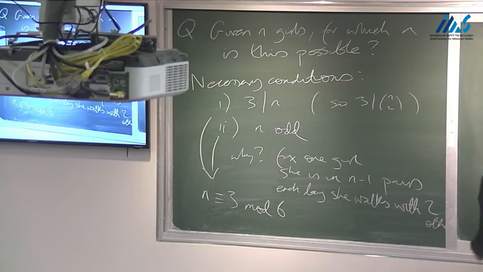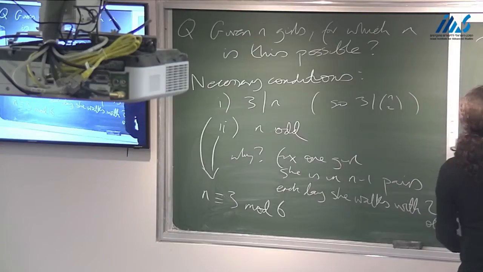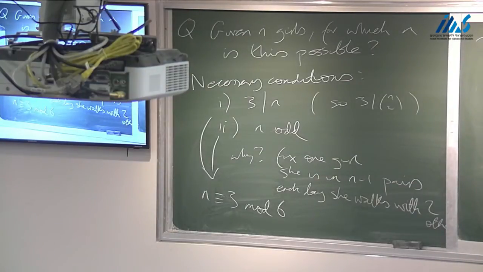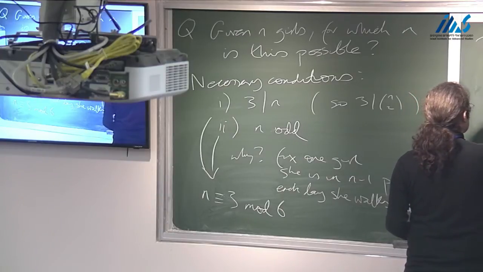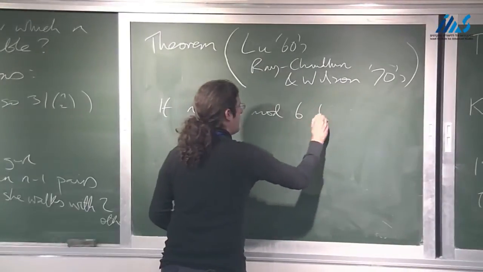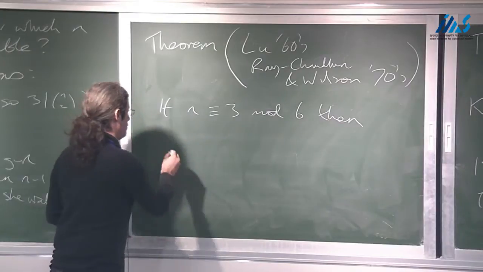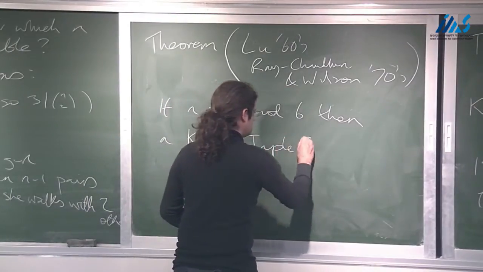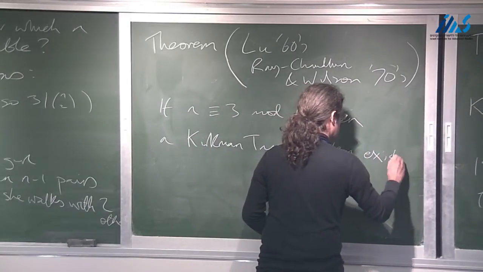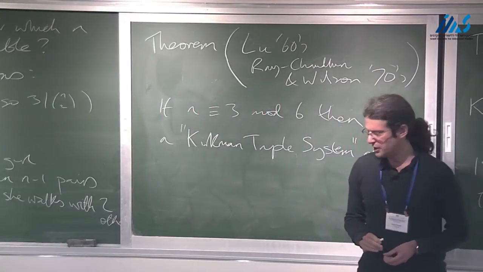So this is a theorem which was discovered by a Chinese mathematician called Liu in the 60s, and then rediscovered by Ray-Chaudhuri and Wilson in the 70s. Apparently, because of Chinese politics, Liu's work was not known at the time when they rediscovered this theorem. So if n is congruent to 3 mod 6, then if such an object, which is known as a Kirkman triple system, exists, then... I put this in quotes because I didn't define it, but this is what we've been talking about.